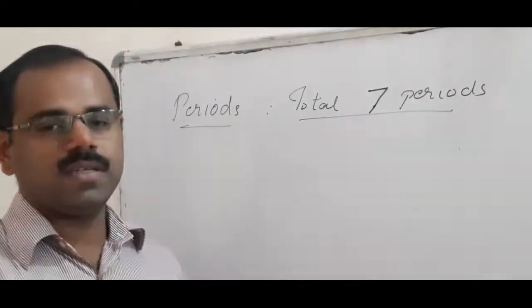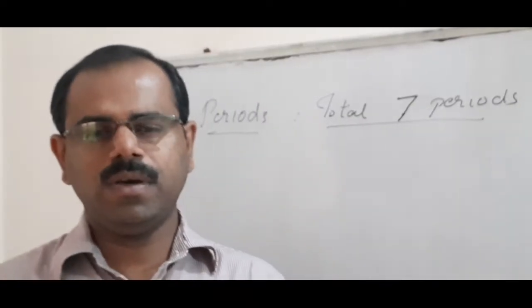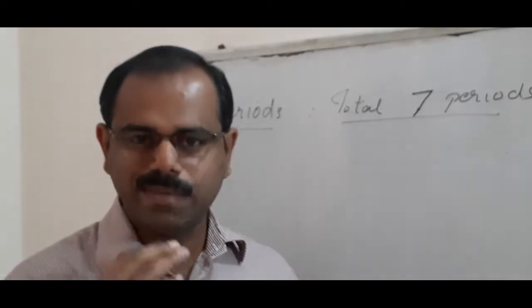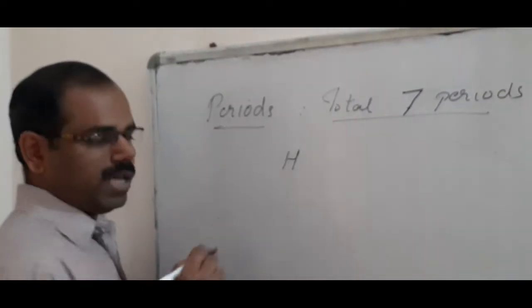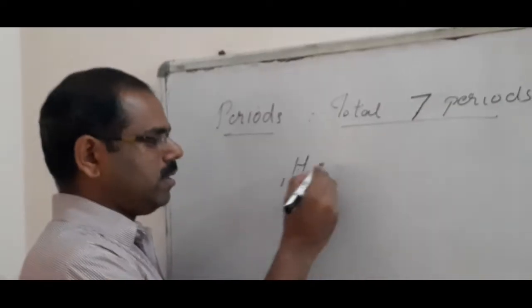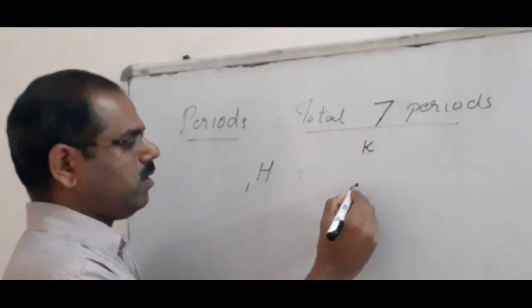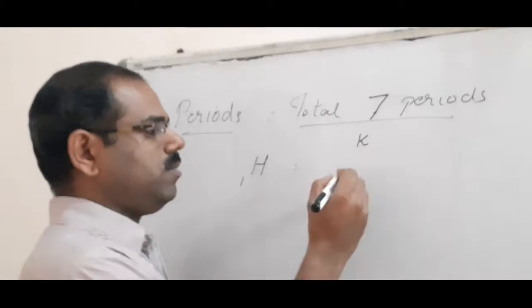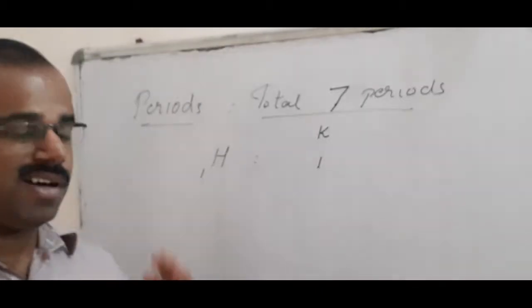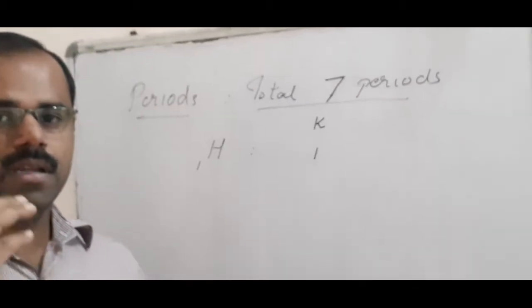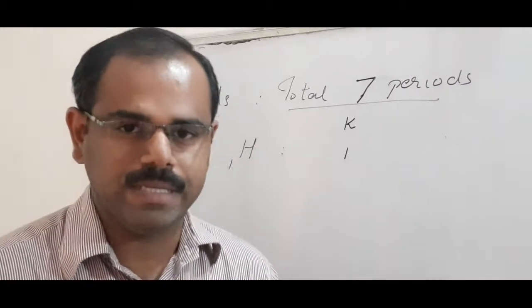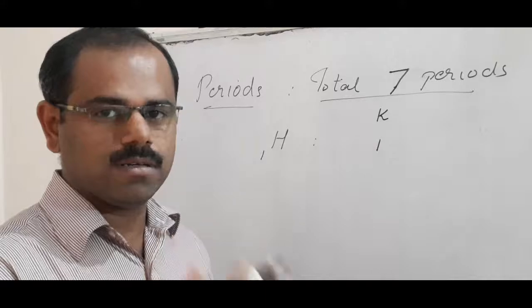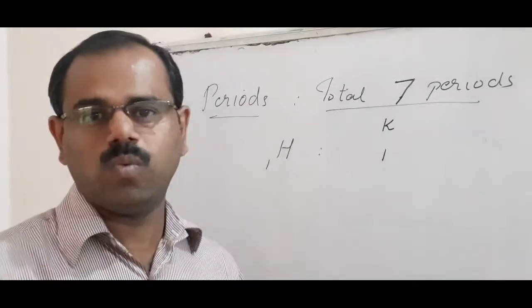Let's see the periods once again. I told you already there are 7 periods. How do you identify in which period the given element belongs? Let's see this example, hydrogen. The atomic number of hydrogen is 1. So we write the electronic configuration: in the K shell there is 1 electron. How many shells are there? 1 shell. The number of shells gives the period number, or the period to which it belongs. So hydrogen belongs to period 1.